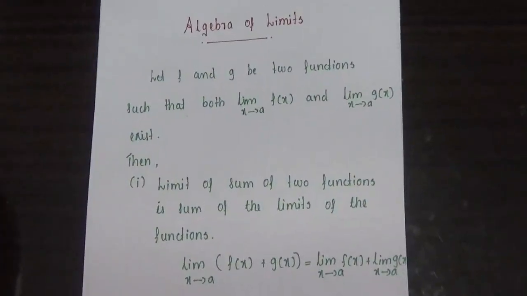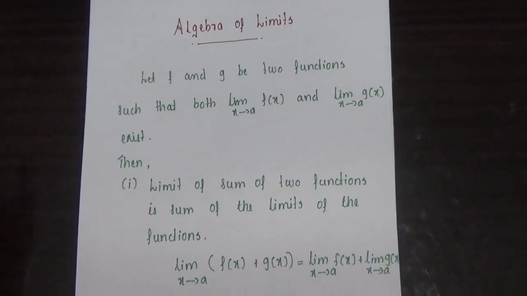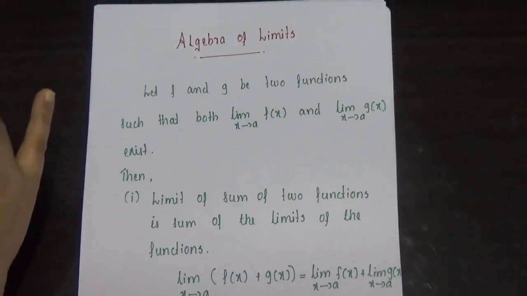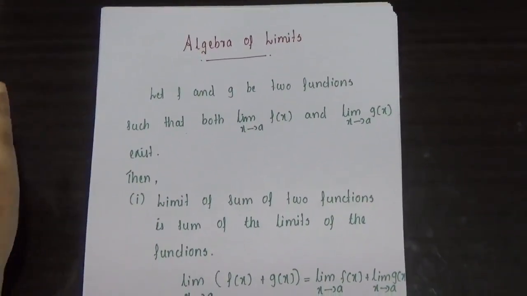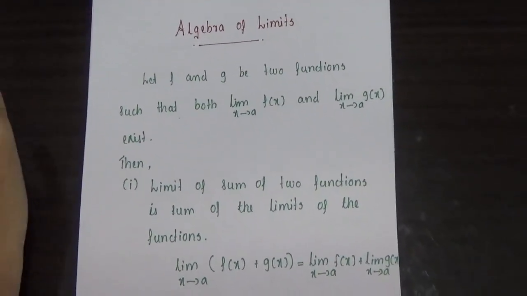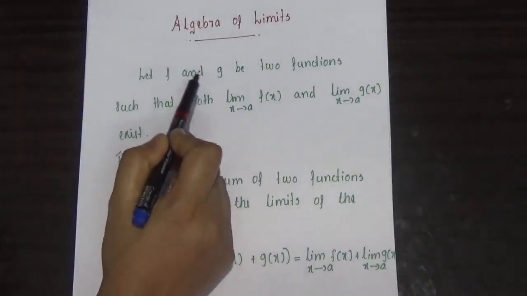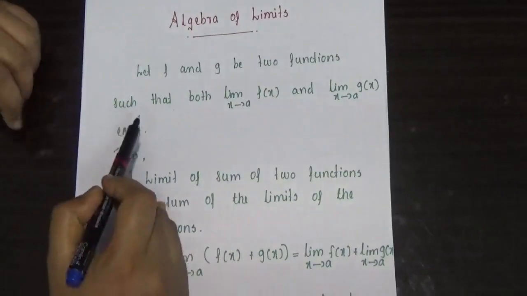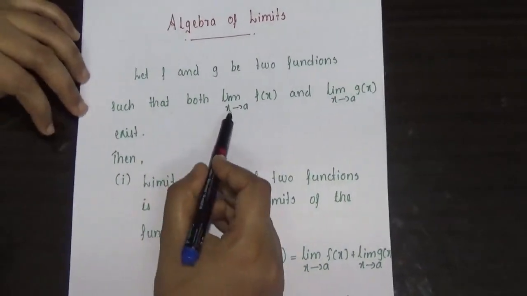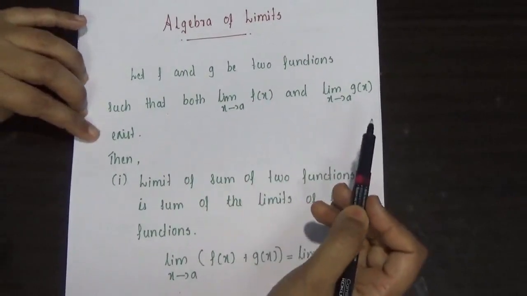Algebra of Limits. നമ്മൾ ഓൾറെഡി മനസ്സിലാക്കിയതാണ് ഫംഗ്ഷന്റെ കേസിലും അഡീഷൻ, സബ്ട്രാക്ഷൻ, മൾട്ടിപ്ലിക്കേഷൻ ആൻഡ് ഡിവിഷൻ ഈ ഓപ്പറേഷൻസ് യൂസ് ചെയ്യുന്നതാണ്. അതുപോലെ തന്നെ ലിമിറ്റിലും നമുക്ക് ഈ ഓപ്പറേഷൻസ് യൂസ് ചെയ്യാവുന്നതാണ്. Let's consider the two functions f and g. Let f and g be two functions such that both limit x tends to a f of x and limit x tends to a g of x exist.